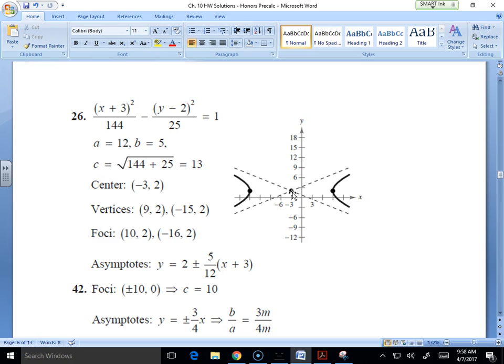How do we find the foci? Well, you know a and b, so we use our spiffy formula to find c. And once again, it's horizontally oriented because the x comes first. We add 13 and we subtract 13 from the x.